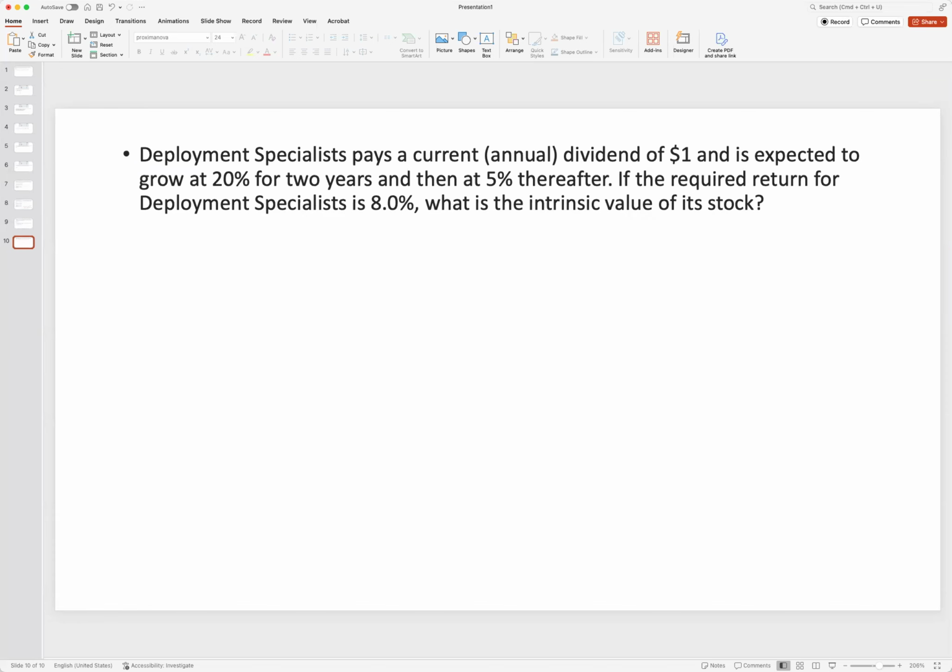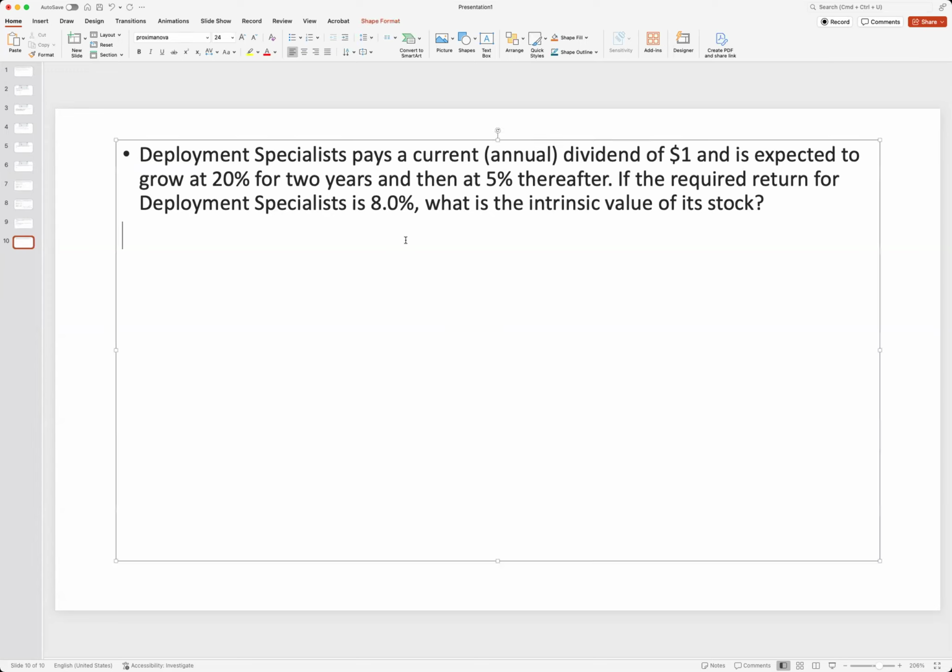In this question, we're going to price a stock taking into account multiple stages of growth. So the question reads, deployment specialist pays a current annual dividend of $1 and is expected to grow at 20% for 2 years and then grow at 5% thereafter. So it grows in 2 stages. There's a rapid growing stage and a slow growing stage. If the required rate of return for the company is 8%, what is the intrinsic value of its stock?